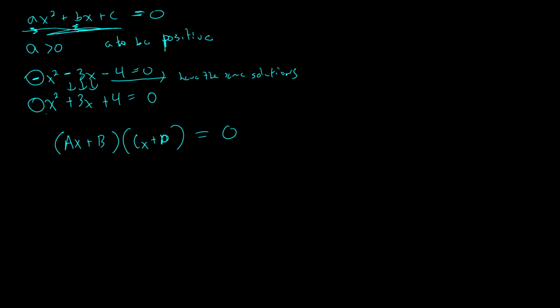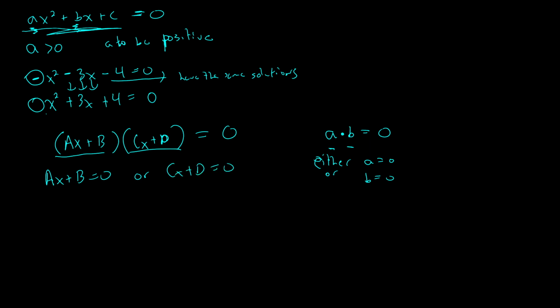Well, one of our properties of real numbers is that with two things multiplying to 0, one of these has to be 0 for this to work. And so I can say either A is equal to 0 or B is equal to 0. Well, I can use that over here to help me, because I can say either ax plus b is equal to 0 or cx plus d is equal to 0. And these two things are going to give me my solutions.